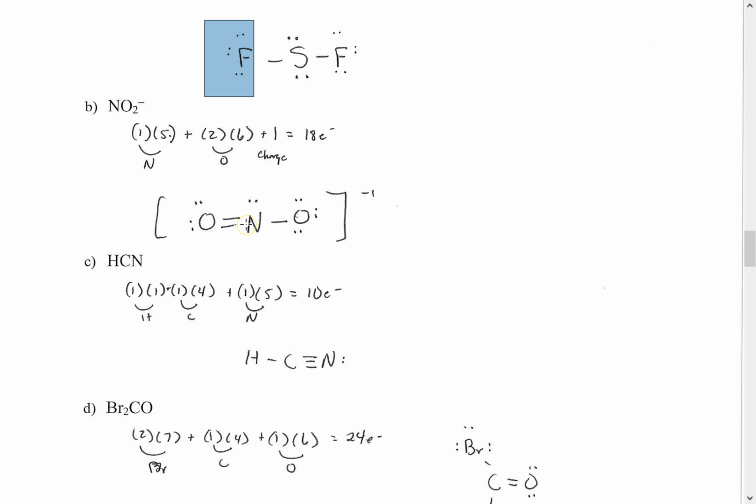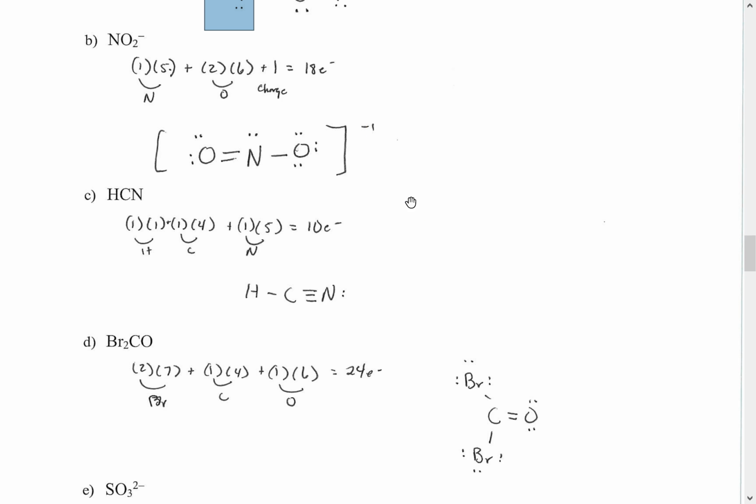When the dust finally settles, to give the terminal atoms a complete octet, and then also the central atom a complete octet, notice I'm going to have 1 double bond. So this is one resonance structure of nitrite. And notice that you had to go ahead and put this one in brackets and put a negative sign outside.